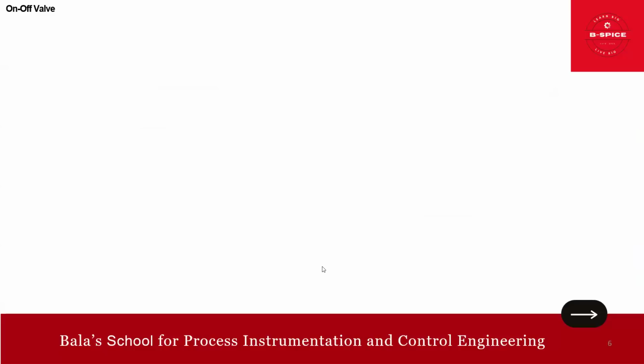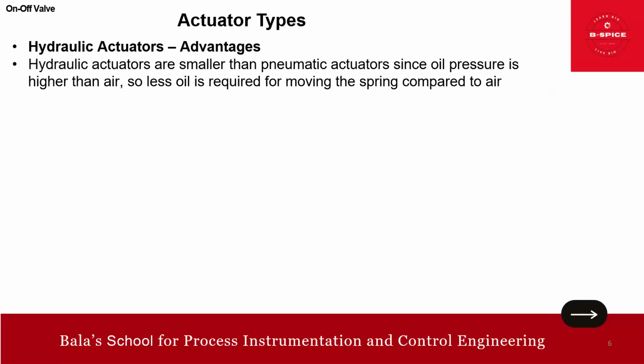I hope you got some insights. Now we talk about the advantages of the hydraulic type actuator. Hydraulic actuators are smaller than pneumatic actuators since oil pressure is higher than air, so less oil is required to move the spring compared to air. You got it, friends? So hydraulic actuators are smaller than pneumatic actuators since oil pressure is higher than air.